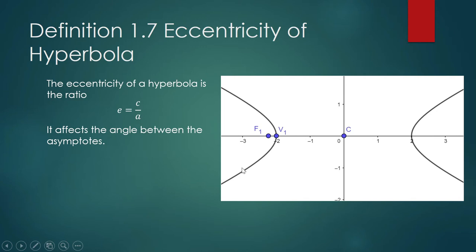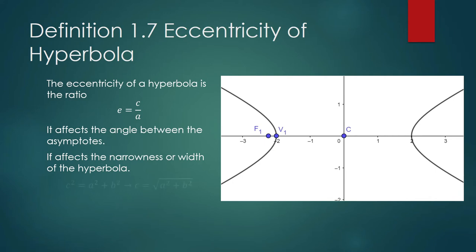Last time we spoke about the asymptotes, and the curves of our hyperbola follow the direction of the asymptotes. So if the angle between the asymptotes is wide, that means our hyperbola is also wide. So the eccentricity gives us some measure of the narrowness or width of the hyperbola.